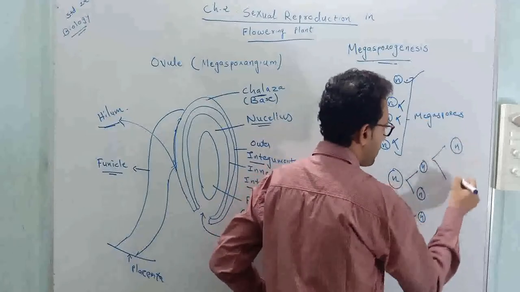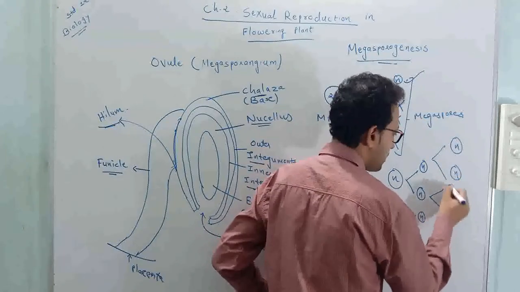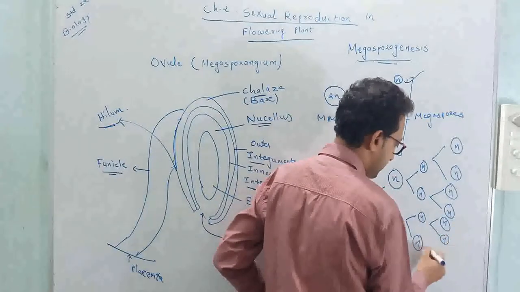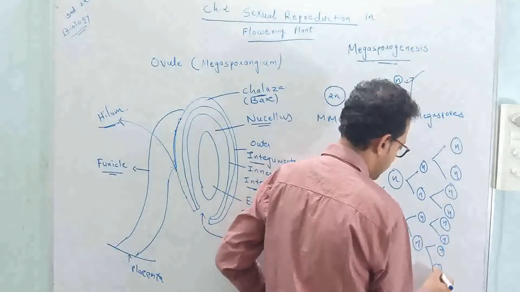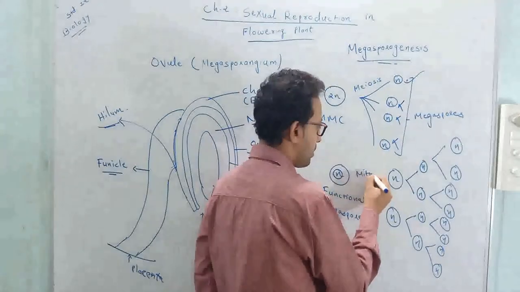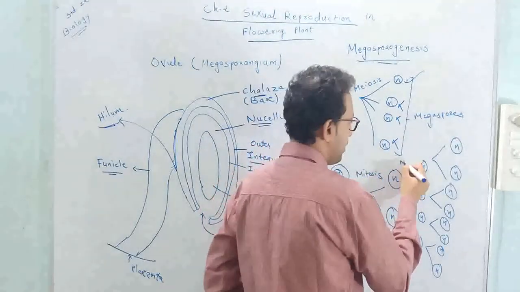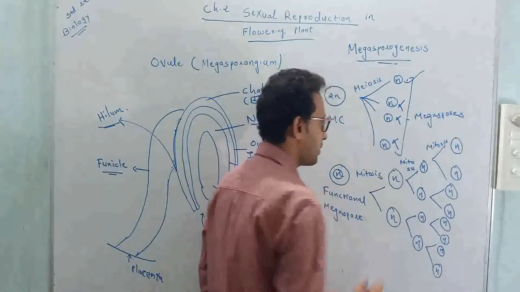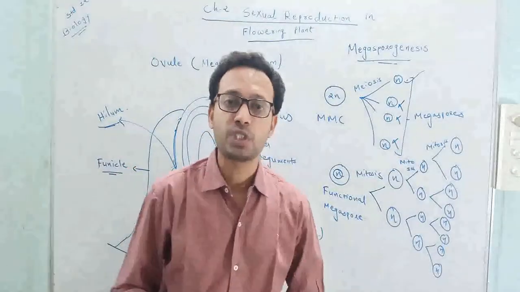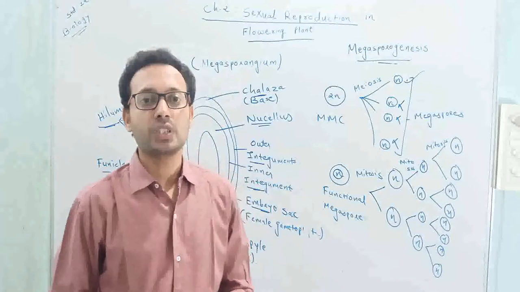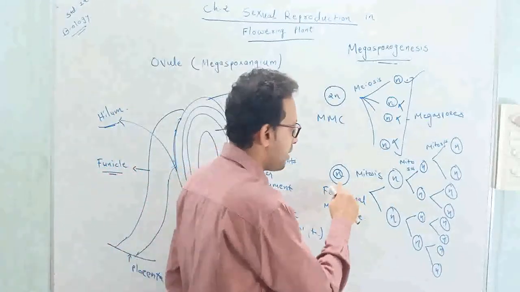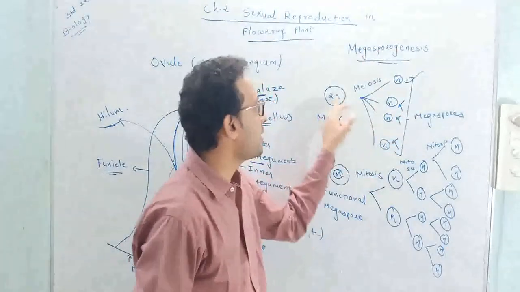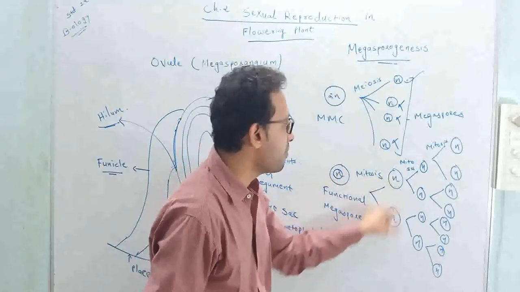Then again it undergoes mitosis. So this is a mitosis, and this is again a mitosis. Every time two daughter cells are produced, because it's a mitosis process, and as it is a mitosis, it contains the same number of chromosomes as the parent. Parent has n, so obviously all contain n number of chromosomes. Only in meiosis the chromosome number gets halved. In mitosis the chromosome number remains the same.